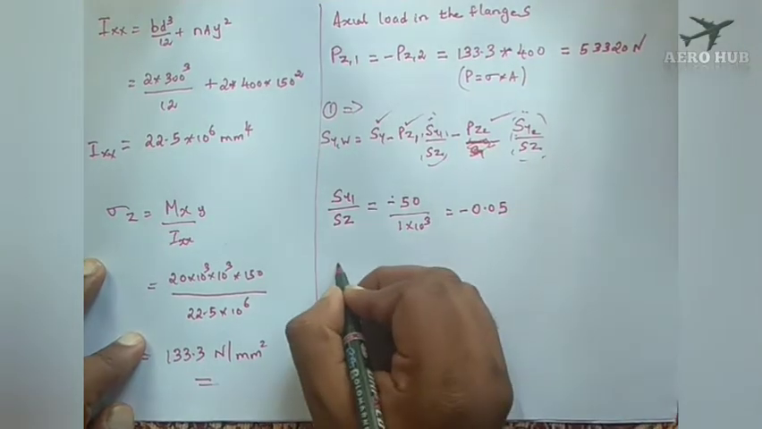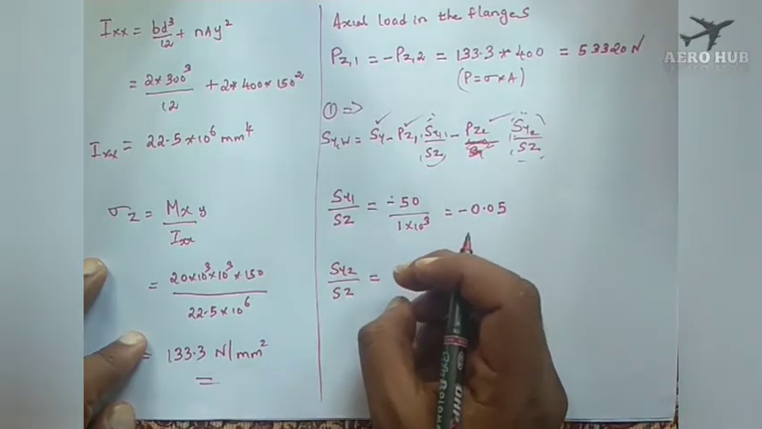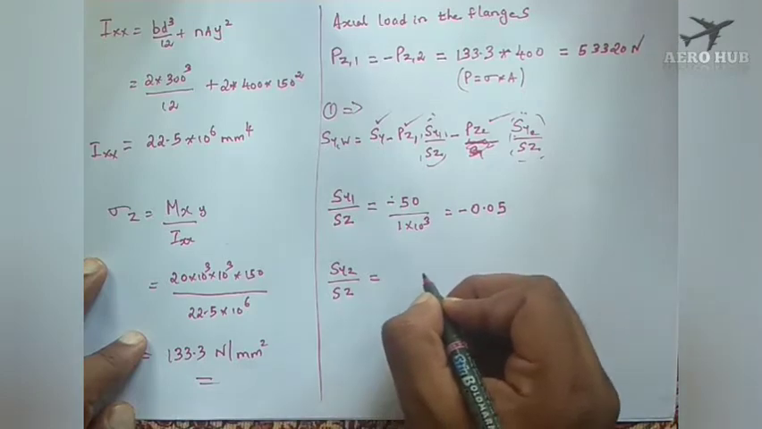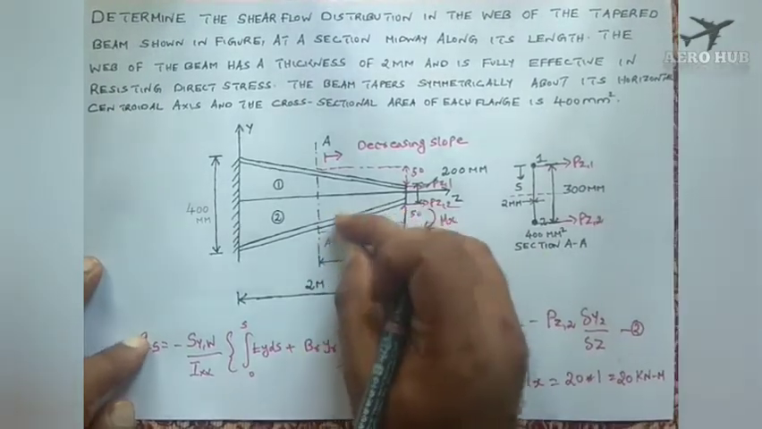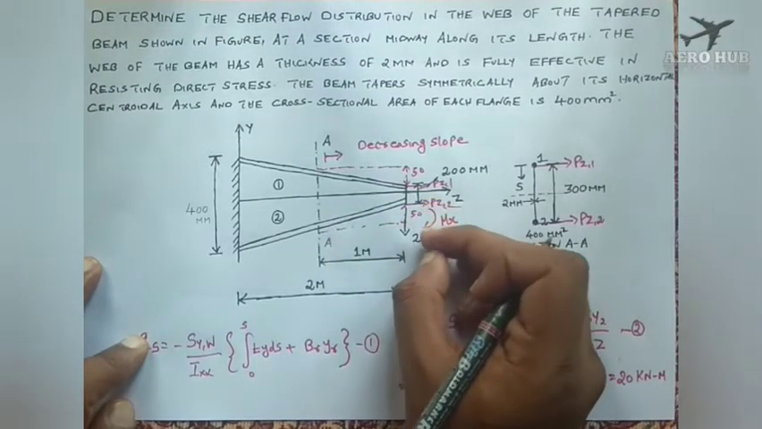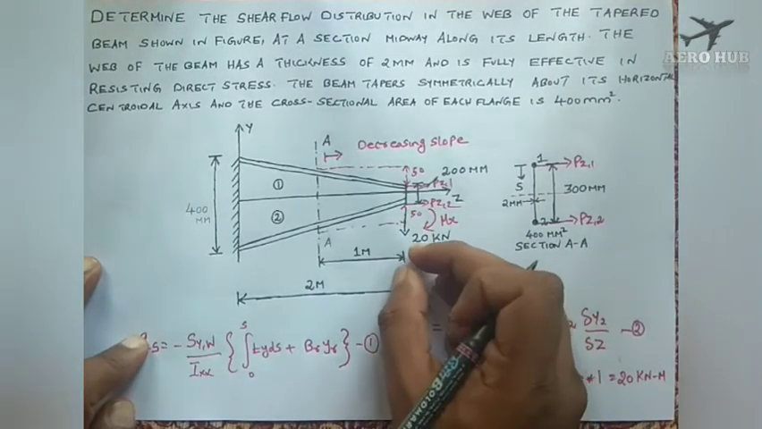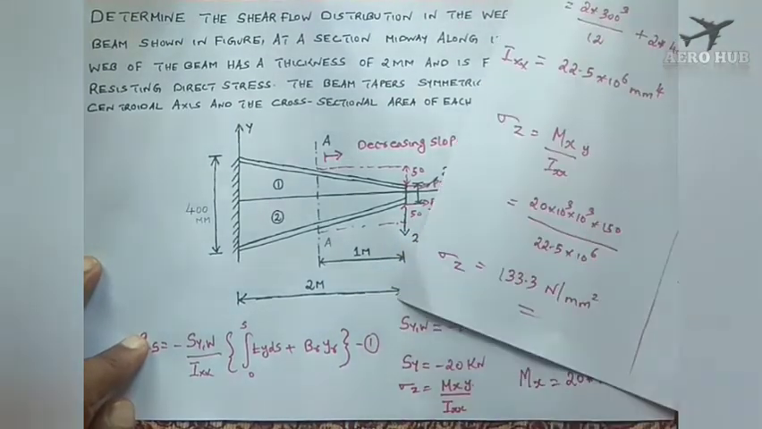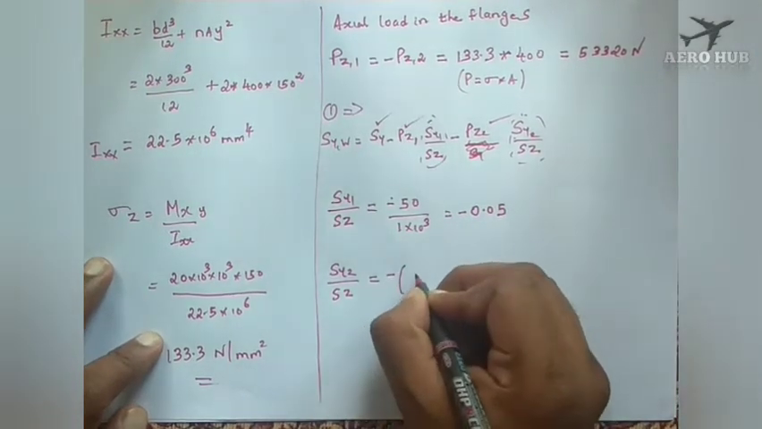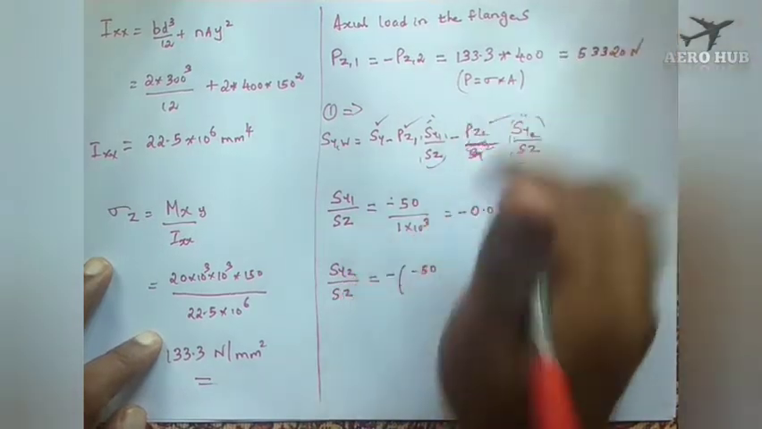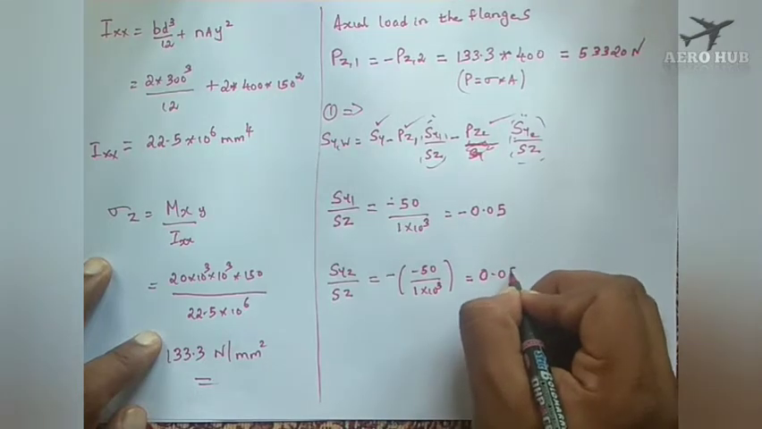Okay, similarly delta y2 by delta z, delta y2 will be the same 50, and also remember delta y2 will always be negative because we have the section 2 below the horizontal axis of symmetry. So whatever value for Pz1, Pz2, Py2 will always be negative. Similarly delta y2 will also be negative. So since it's a decreasing slope, we have negative of minus 50 into 1 into 10 power 3, this will be 0.05.